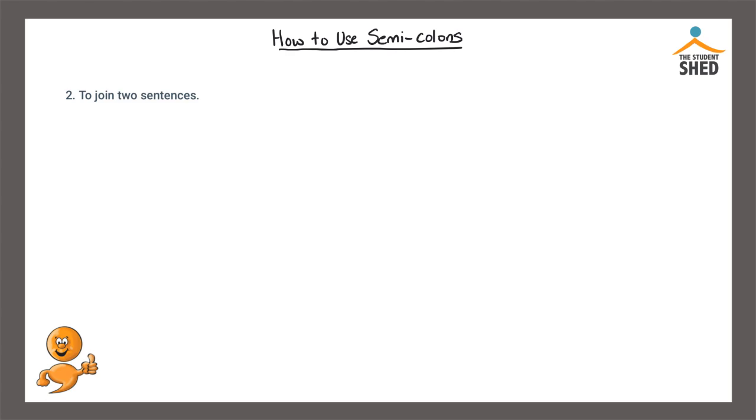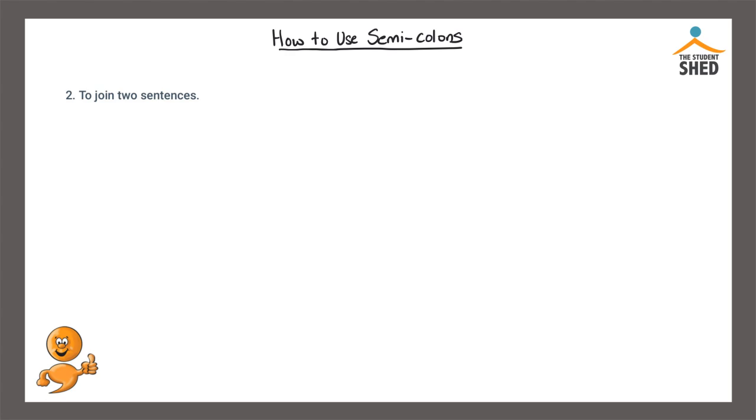A second way to use semicolons is to join two sentences together. If you had two independent clauses, and remember, an independent clause is a complete sentence, you can join them together using a semicolon, assuming the two sentences are actually related. The semicolon keeps the clauses somewhat separate, like a period would do, so we can easily tell which idea belongs to which clause. But it also suggests that there's a relationship between the two sentences.